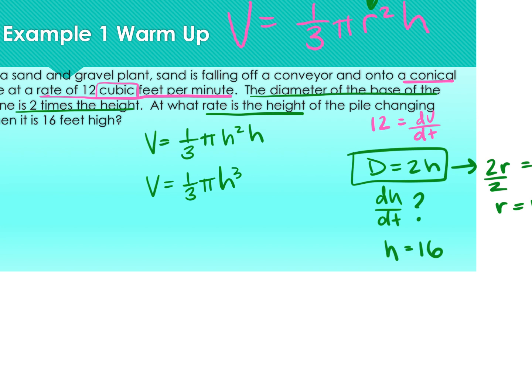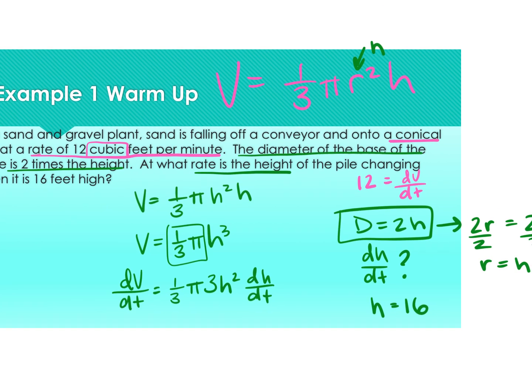Now let's take the derivative. So dV over dt is equal to 1/3 pi. What's the derivative of h cubed? 3h squared dh over dt. So you only find the derivative of h. 1/3 pi is our constant, so that just stays out front. Technically here we're just finding the derivative of h.